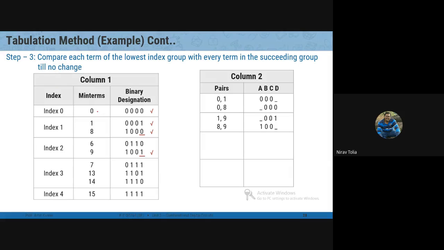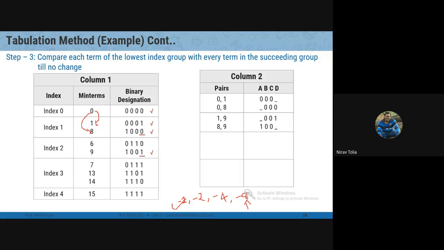Now what we have to check? We have to subtract the min terms: 0 minus 1, 0 minus 8. And if your answer is minus 1, minus 2, minus 4 or minus 8, then there is a possibility of a pair. Okay, you can see 0 minus 1, my answer is minus 1, so the pair of 0, 1 is possible. 0 minus 8, my answer is minus 8.